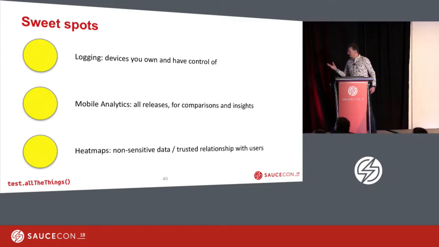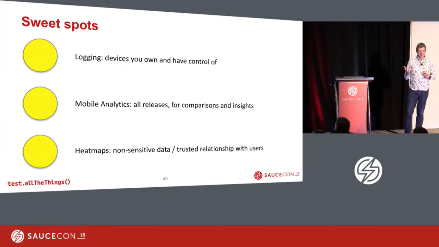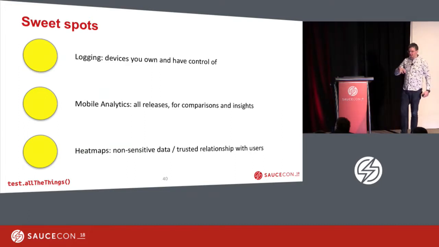I've mentioned logging, mobile analytics, and heat maps. So these are sort of my view of the sweet spots. Logging, you typically need access to the device. While you can write software that gets logs off remote people's devices, there's a single log for all applications. And I don't know about you, but would you really want some software pulling logs for everything else you're using on the device? No, I don't want that either. So it's typically devices that we have control of, but it includes the developers' devices, internal testers, etc.